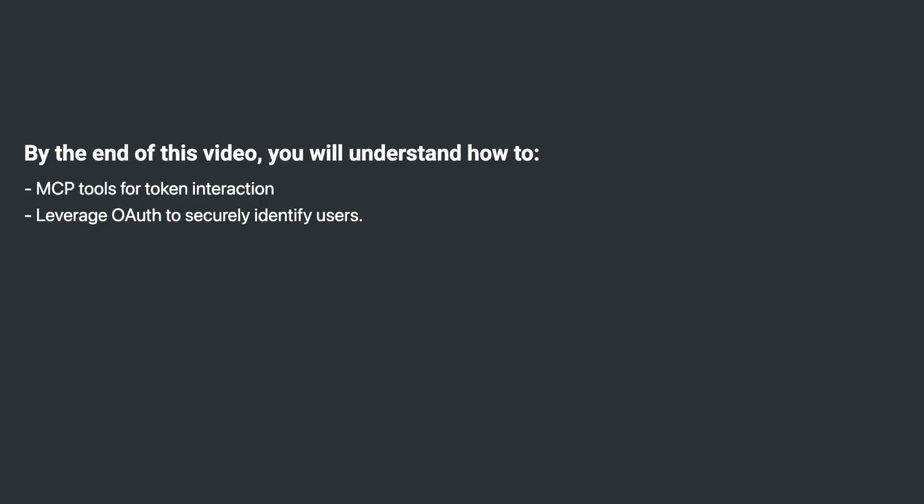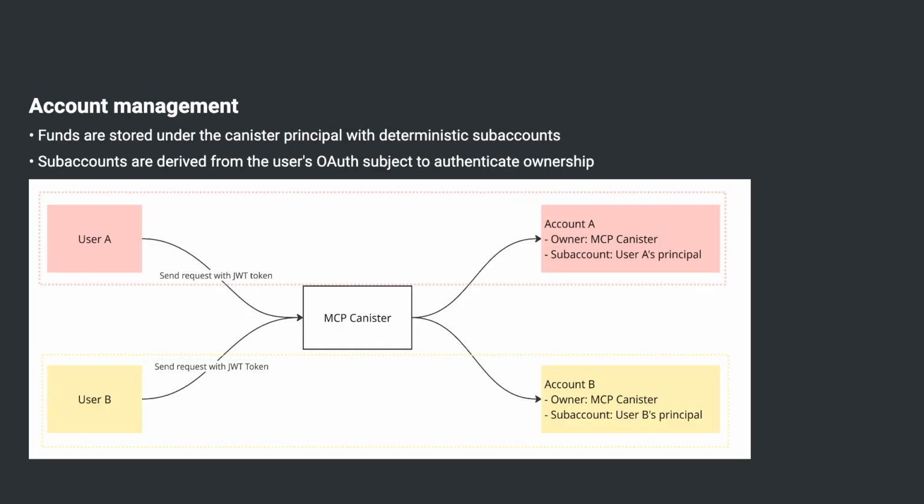Let's get started. So how can a single application, or canister, manage funds for thousands of different users without mixing them up? The answer lies in a powerful feature of the Internet Computer's ICRC1 token standard: subaccounts. Think of our main canister as a bank branch. It has one primary address, or principal, but within that branch, it can manage countless individual safety deposit boxes, or subaccounts.